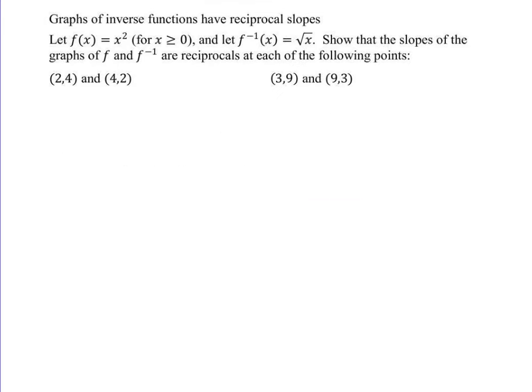So one more example. I am giving you the functions here. We want to show that the slopes of the graphs of f and f inverse are reciprocals at each of the following points. I'm giving you an ordered pair for f, and the ordered pair for f inverse, which is pretty easy, considering all you have to do is swap the x and the y. So we're doing basically two different problems using the same two functions, f of x and f inverse of x. The inverse of x squared is the square root of x. So what do we need to do here?